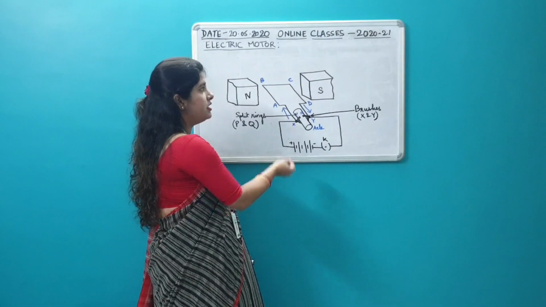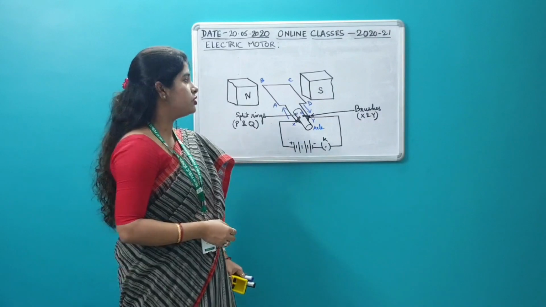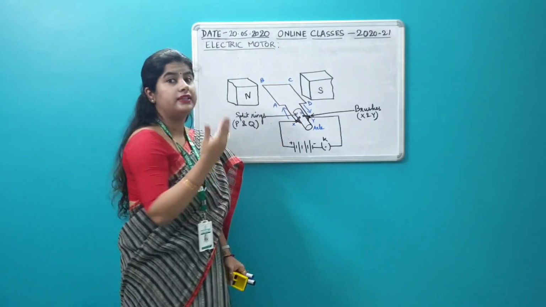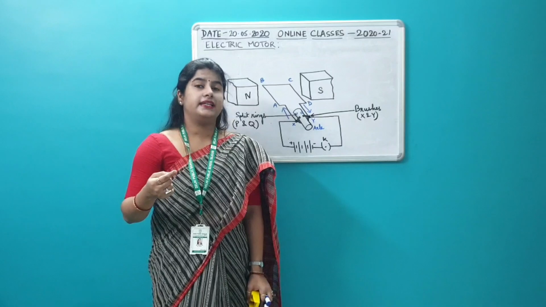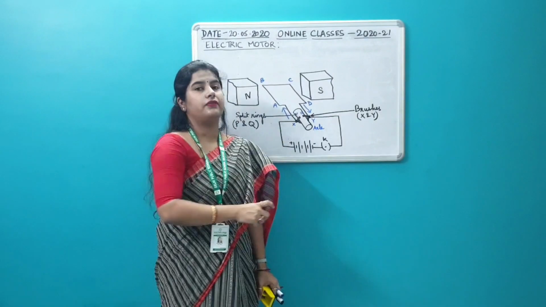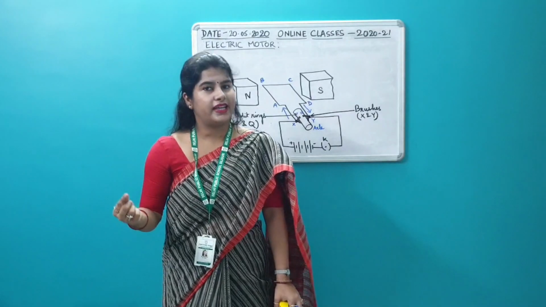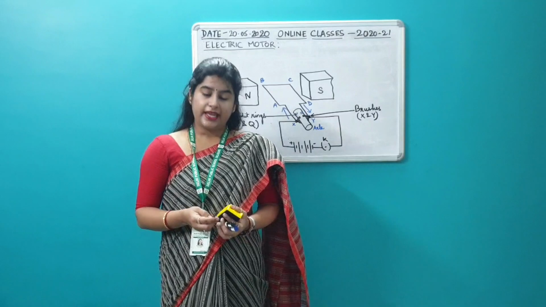What is a commutator? What is an electric motor? What is the principle of an electric motor? What are these brushes? How are the rectangular coils working? How are they constantly rotating? They are constantly rotating because the direction of the current is getting reversed after every half rotation. Alright, so this is about your electric motor.